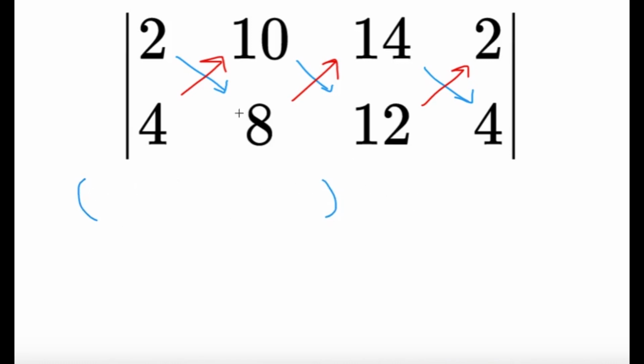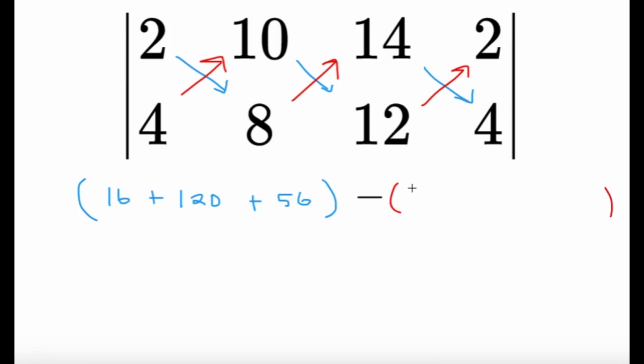For the blue part, the 2 connects to the 8, so we're going to multiply 2 and 8, that's 16. The next one, 10 and 12, so 10 times 12, that's going to be 120. And we're going to add the 3 things that we get as a product. For the last blue arrow, we have 14 times 4, so that's another plus 56. That's for the down product, and then we're going to subtract the up product, the same thing but with the red arrows.